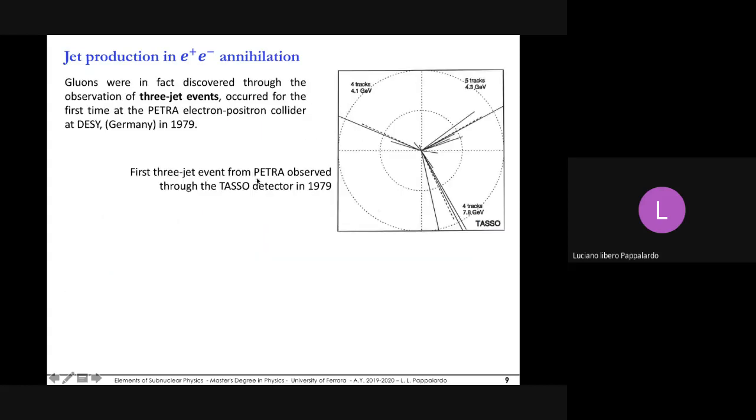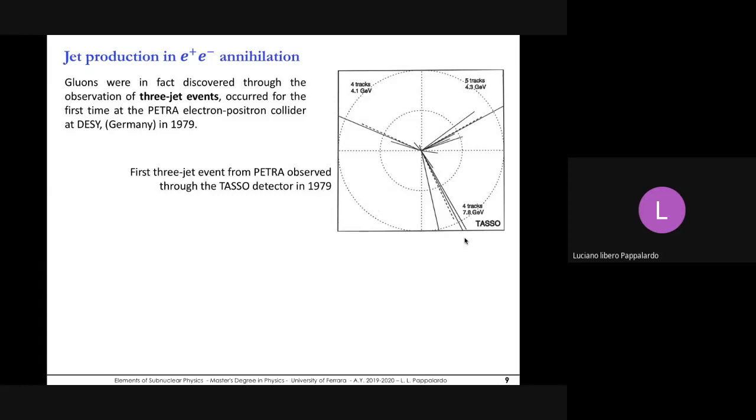In fact, this was actually the way gluons were discovered. Gluons were discovered through the observation of 3-jet events, which can only be interpreted in this way. This occurred for the first time at the Petra electron-positron collider at DESY. DESY is a laboratory in Hamburg in the north of Germany, and the discovery occurred in 1979. You see here essentially the very first 3-jet event observed by the Tasso experiment at the Petra collider. This was the first experimental proof of the existence of gluons.